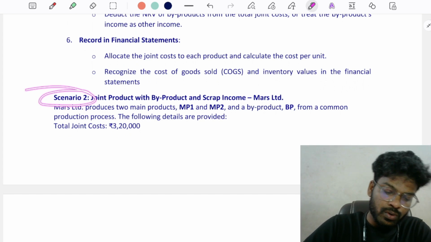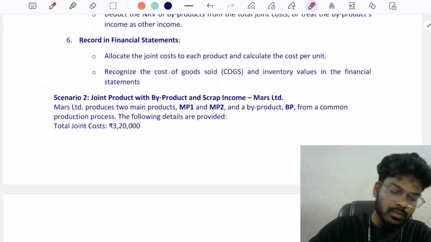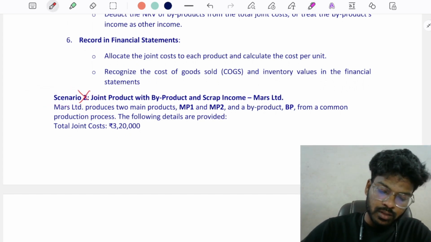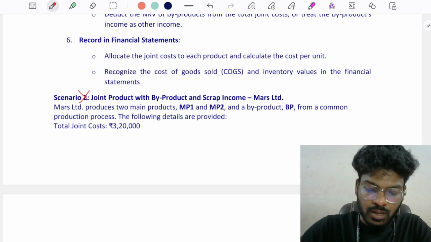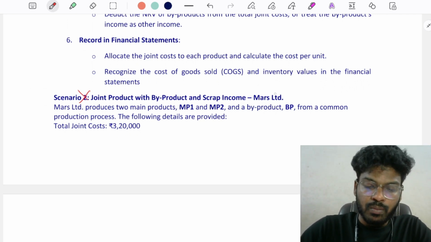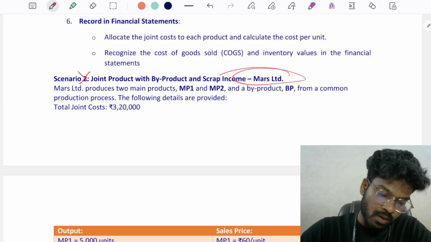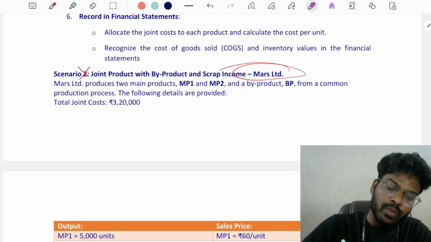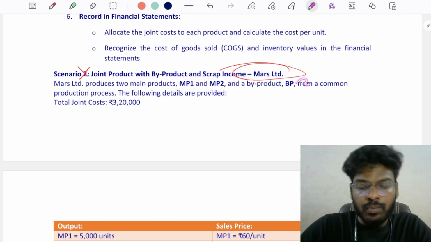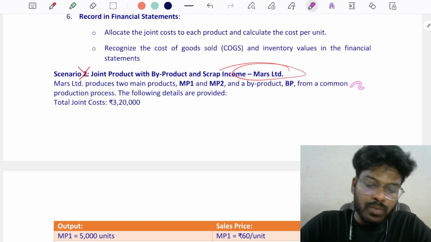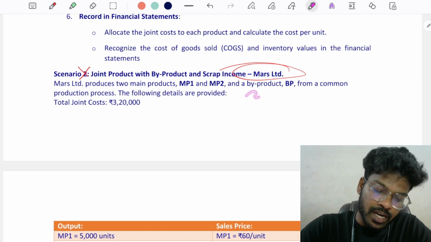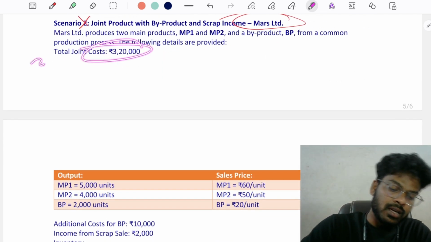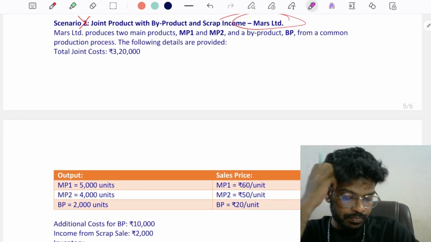In case of a scenario, joint product with a byproduct and a scrap income: Moss Limited produces main products MP1 and MP2, and the byproduct is BP. From the common production process, the following details are provided. Total joint cost is 3,20,000.